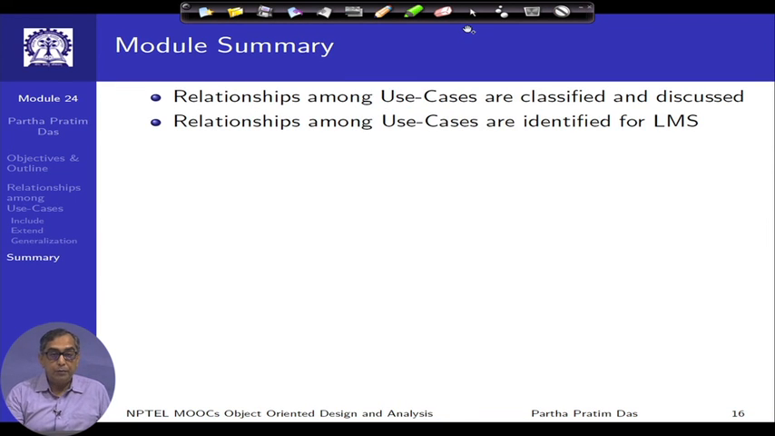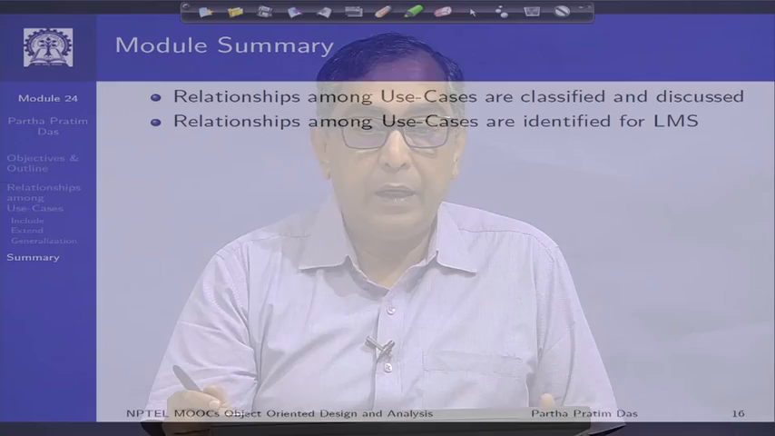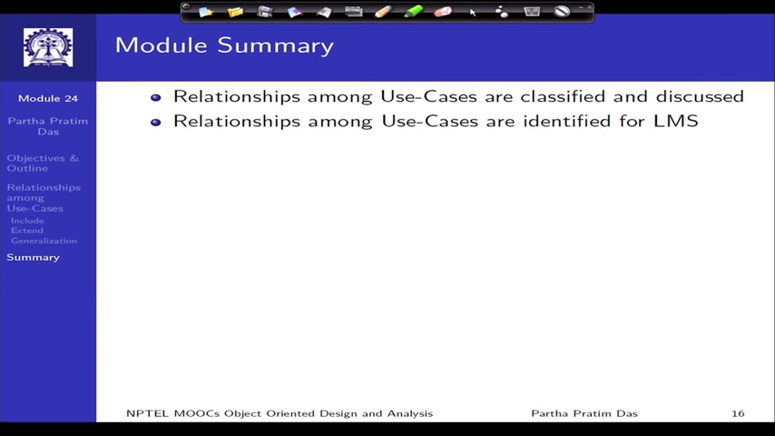So, to summarize this module, here we have continued our discussion on the use case diagram, and in addition to the actors and use cases, we have now seen that there could be relationships between use cases, and specifically we have talked about include, extend and generalization relationships between use cases, and we have also seen examples from the LMS system. We will continue this discussion in the next module as well, where we will try to explore and consolidate the use case diagram for the LMS system.